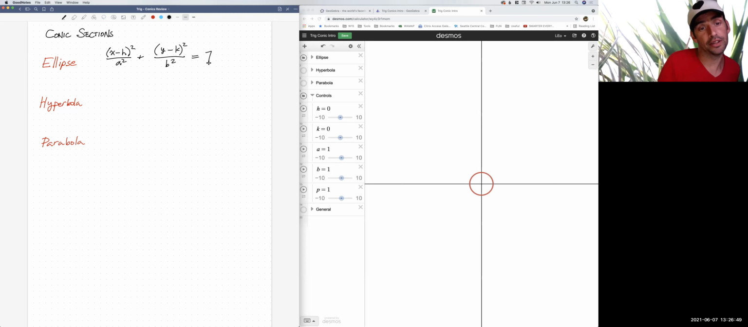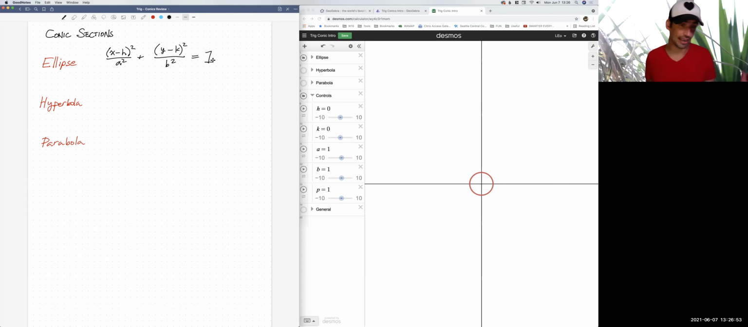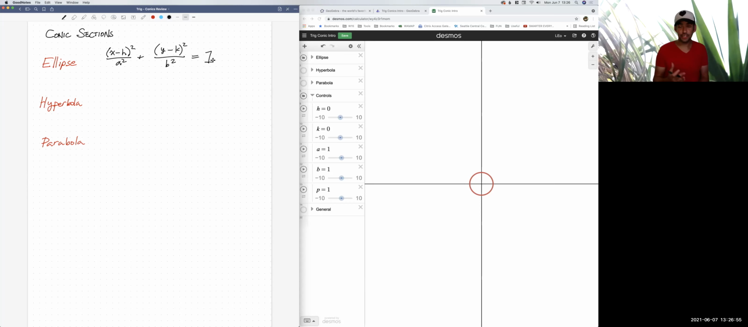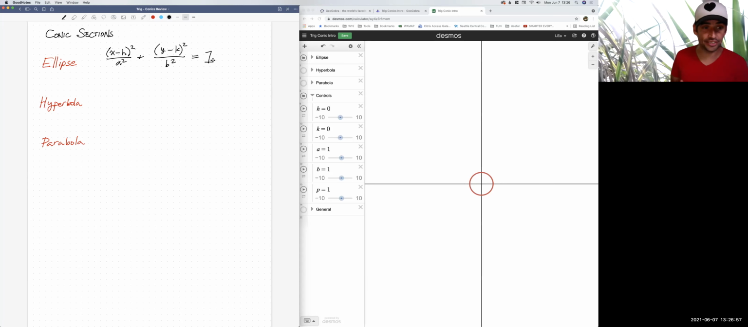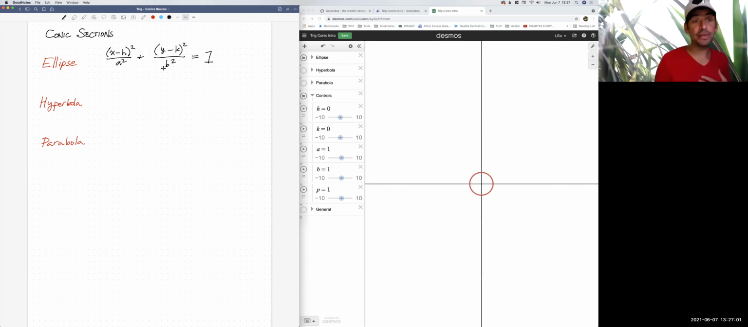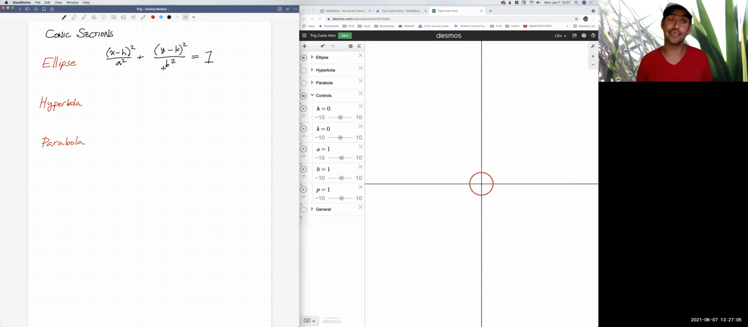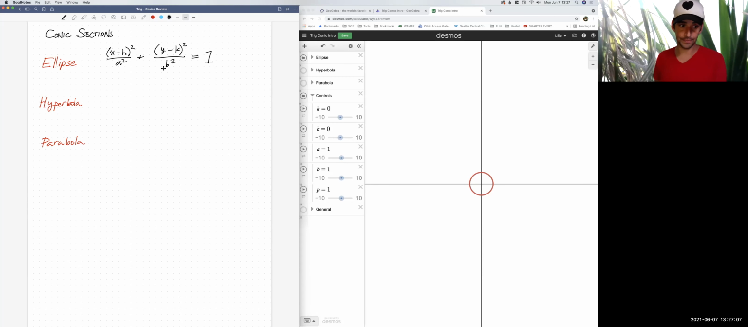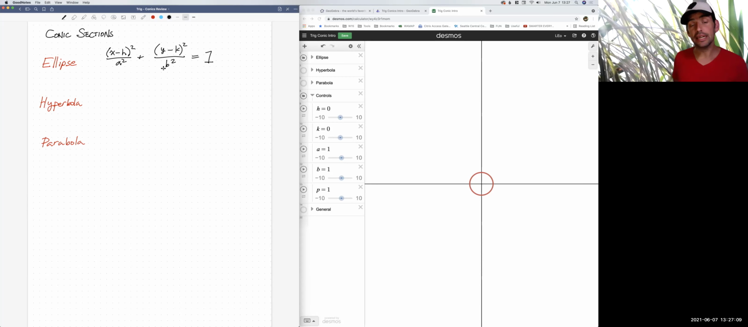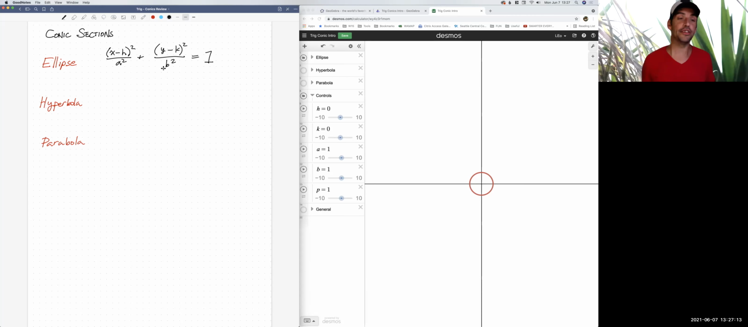Or it can be put in this form, right? You don't always necessarily see it this way. So in this equation, x and y are the variables. h and k are the center of the ellipse, and a and b are also constants. So h and k are constants, a and b are constants. h and k determine the center. a and b determine how stretched we are in either direction, right?